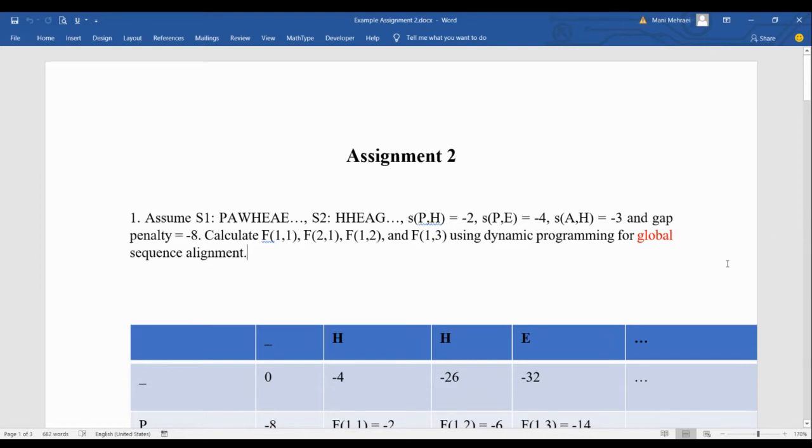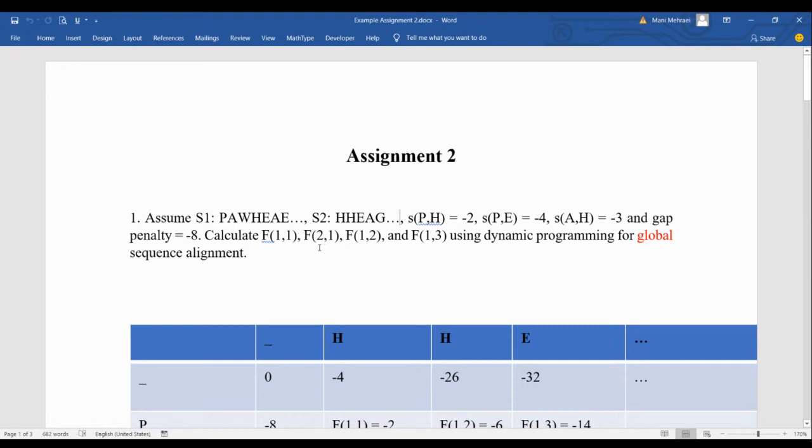In the first question, I've given two strings, and I didn't say, for example, what's the size of it. Whenever you see 3 dots at the end of your sequence, it means that it continues. Sometimes it's finite, and I tell you exactly that this is your string and that's it. So whenever you see 3 dots, it means that it continues. We have these two strings, and I've given you some information about their alignment scores. And for the gap penalty, we can consider -8 for all of the gap penalties.